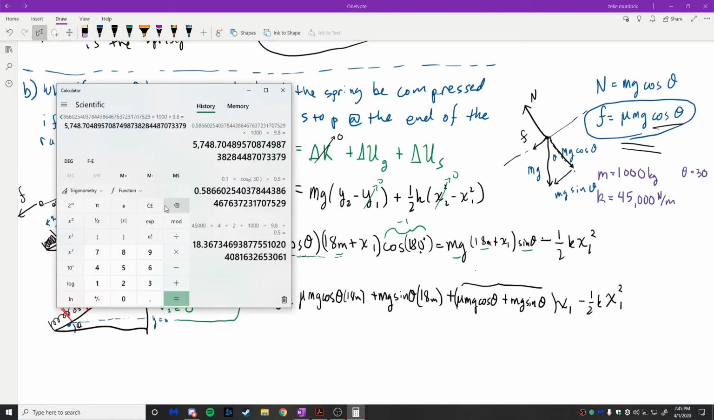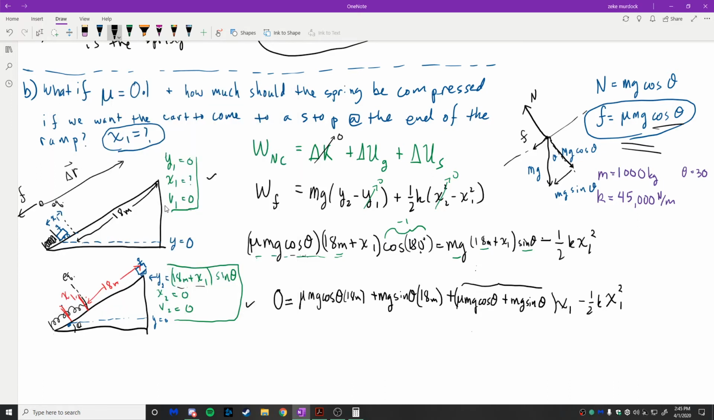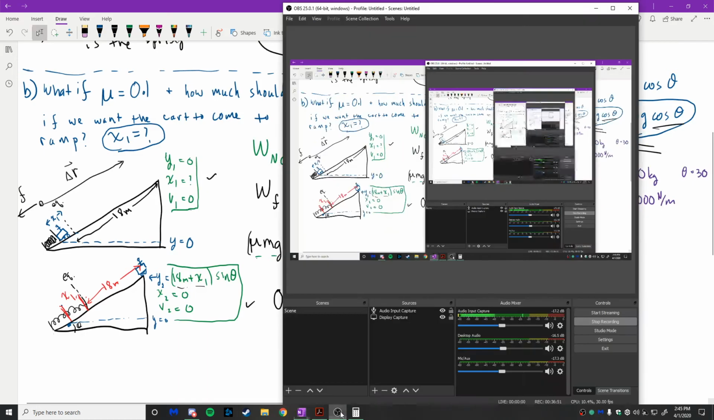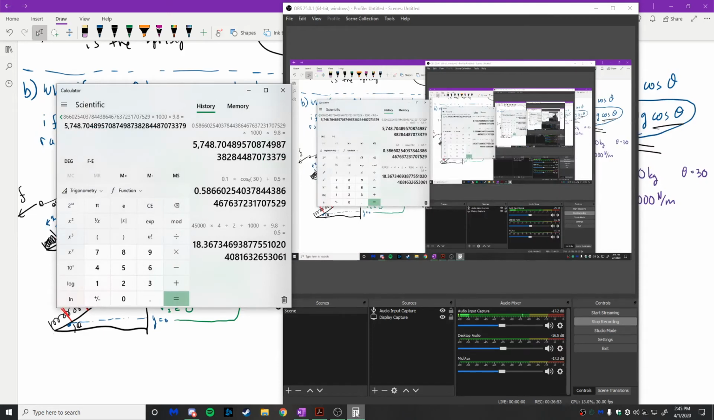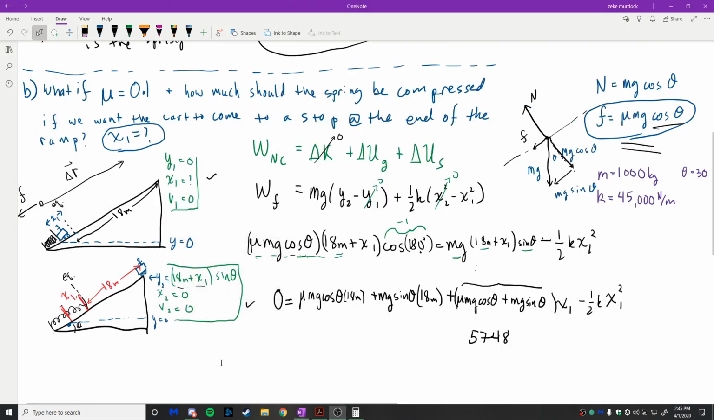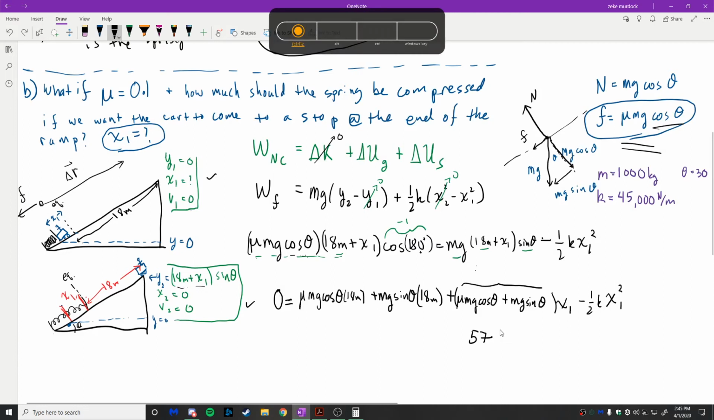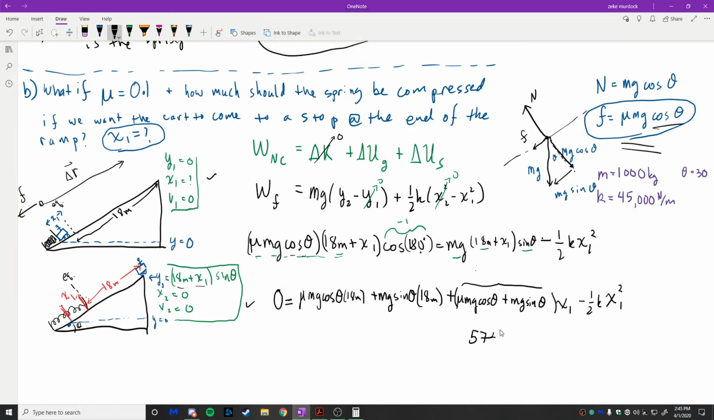5,748 is what that number is. So this is 5,748. The units are going to be newtons, actually. Oops, not that. This one. 5,747. So let's call it 5,750. Oops. No, I shouldn't do that. It's 5,748.